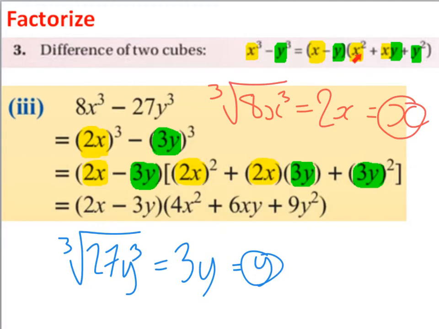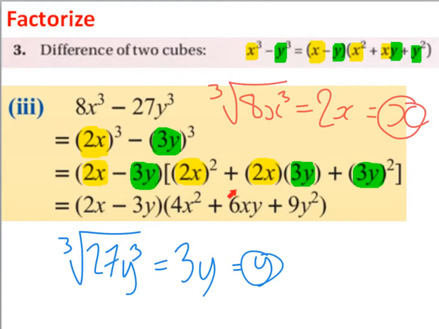So then we have x squared, so we're going to have 2x to be squared, plus x times y, so plus 2x times 3y, plus y squared. So remember, y is 3y, so it's going to be plus 3y to be squared. So 2x minus 3y we just bring down, we don't do anything with that. And then 2x all to be squared means 2 squared, which is 4, and then x squared, which is x squared. So we get 4x squared here.